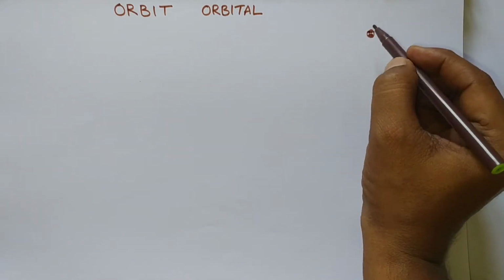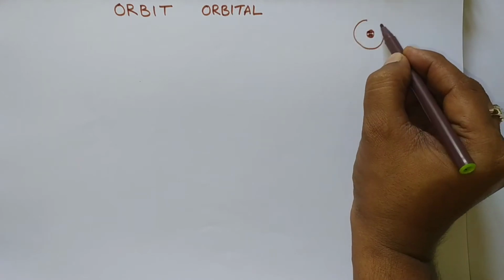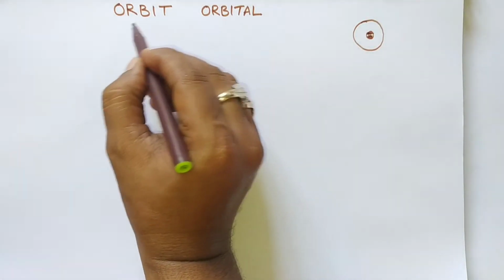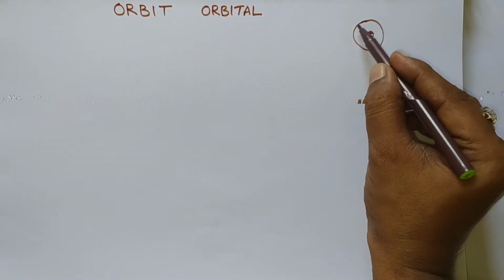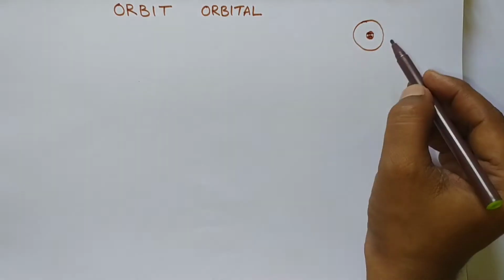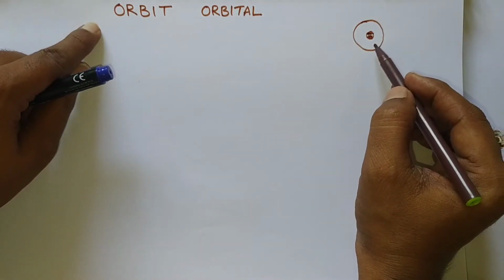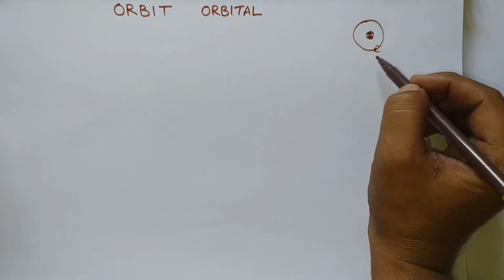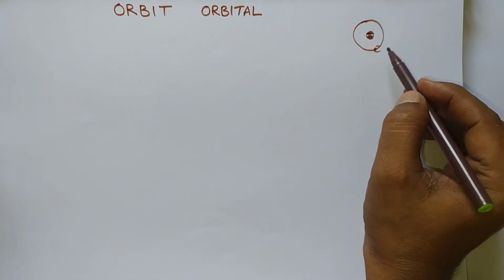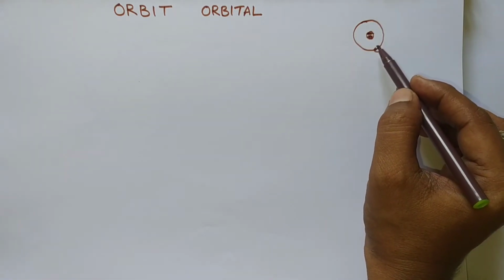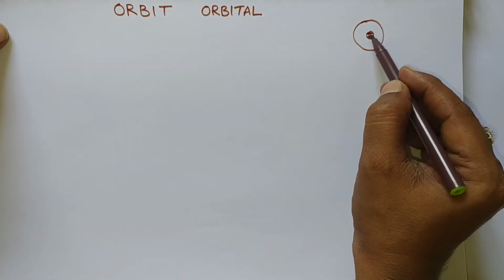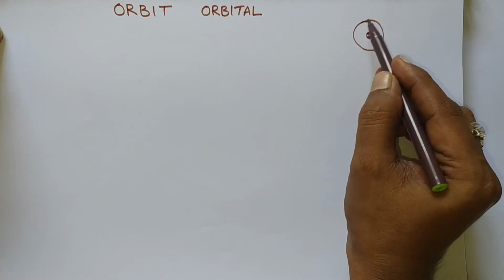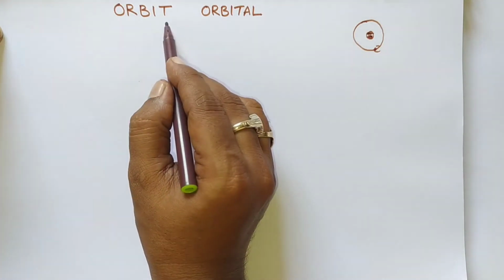Around the nucleus there are certain circular paths. These circular paths are called orbits. So, the circular path around the nucleus is called an orbit. In these orbits the electrons are revolving around the nucleus. The circular path around the nucleus where the electron is revolving is nothing but an orbit.